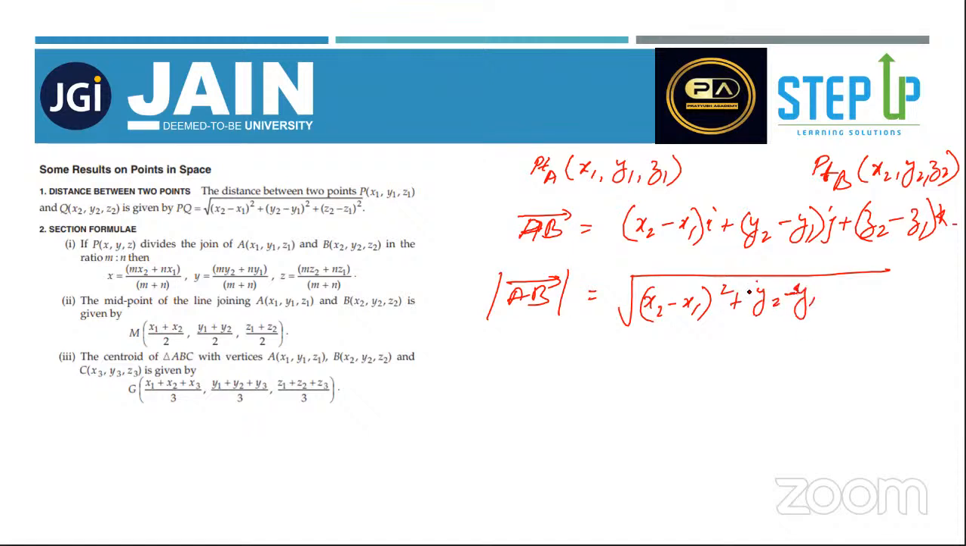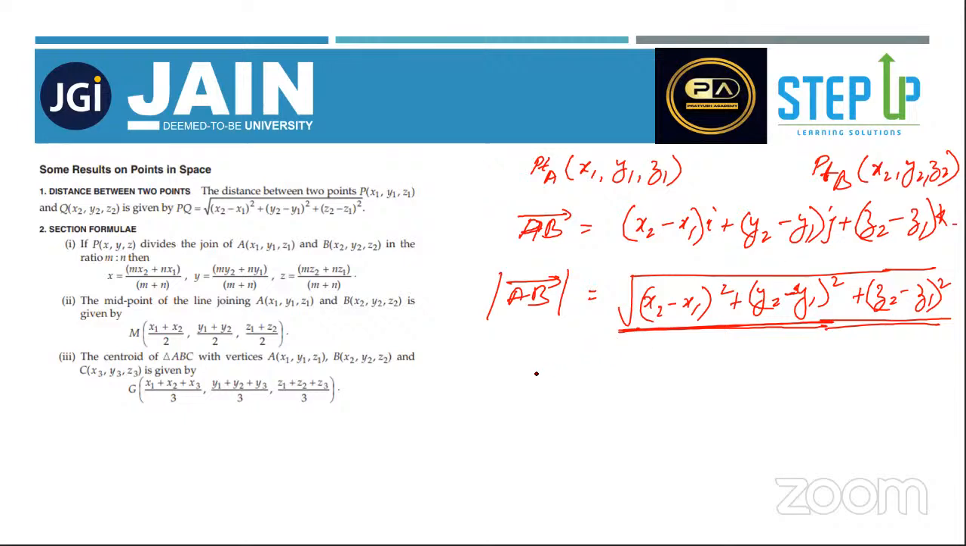If you remember the straight line, this is very much similar to the straight line, correct? In a straight line, we have only 2 points, 2 dimensions, x and y. But in 3D, we have 3 dimensions, correct?